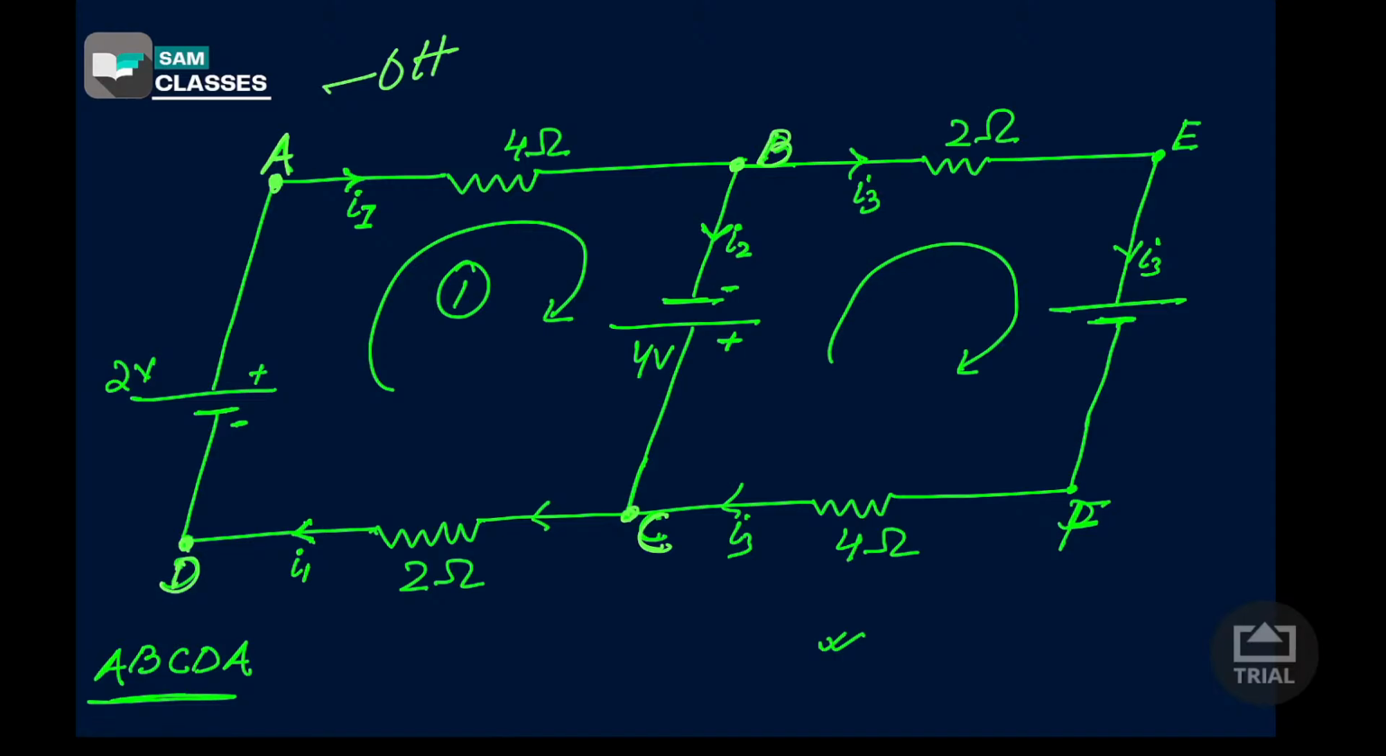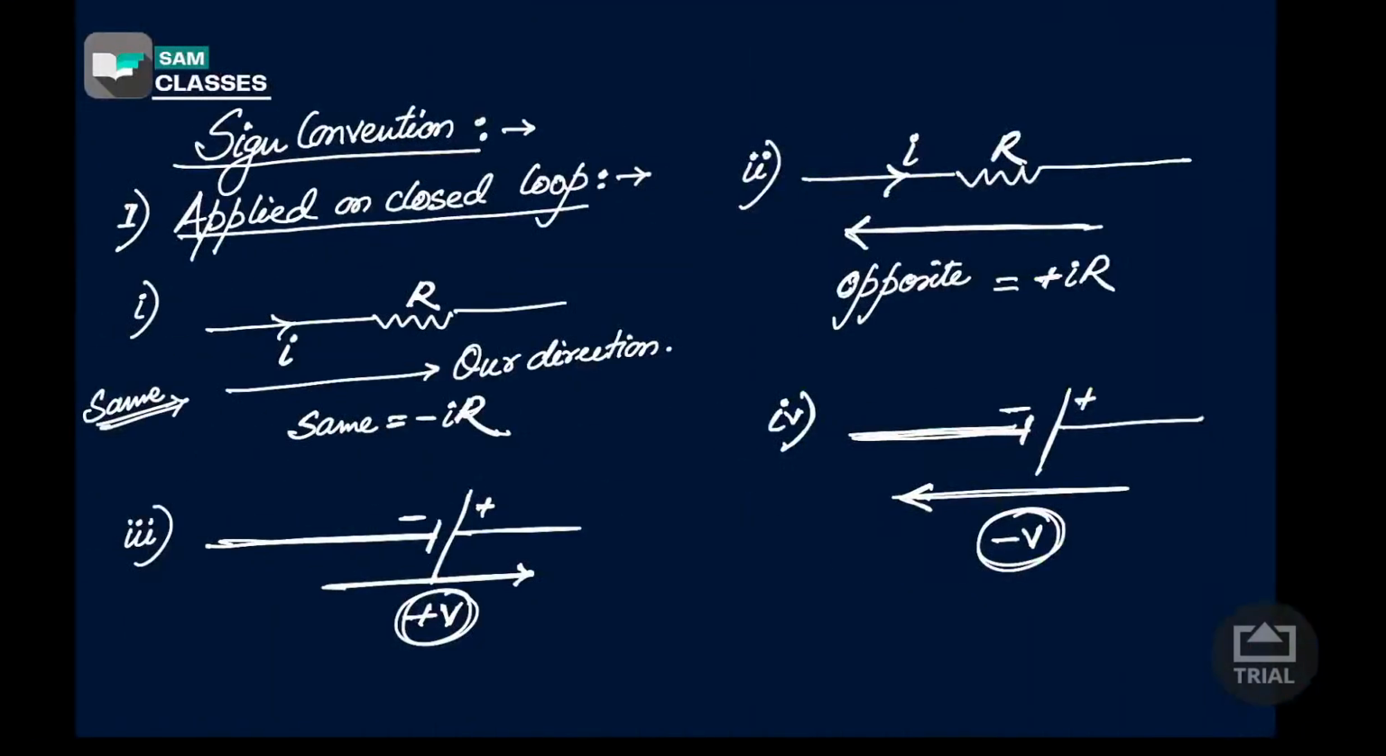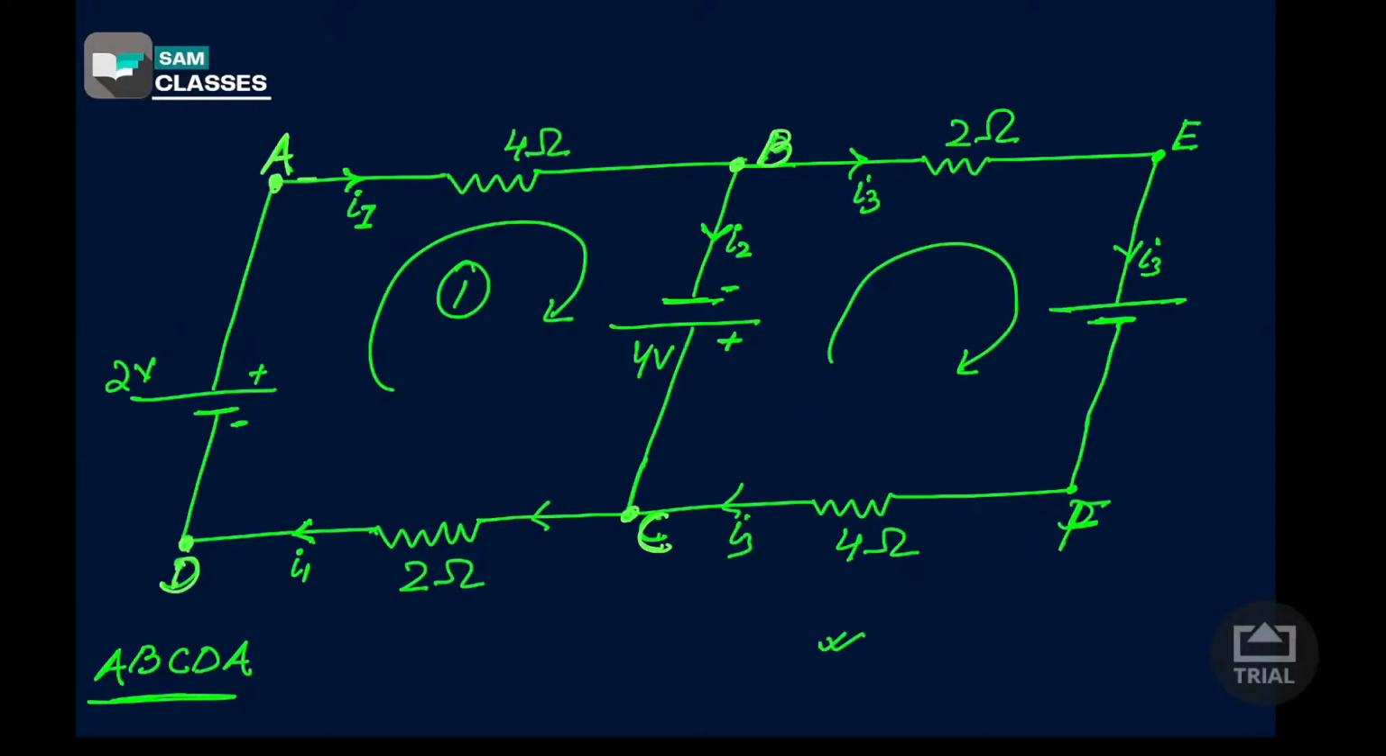A, B, C, D. How will we do? We are starting from A. So what will be the way? A to B, we are going in the current direction. So our direction and the current direction are the same, so it is minus IR. So write down minus 4I1. Everybody got this? Minus 4I1. Done.